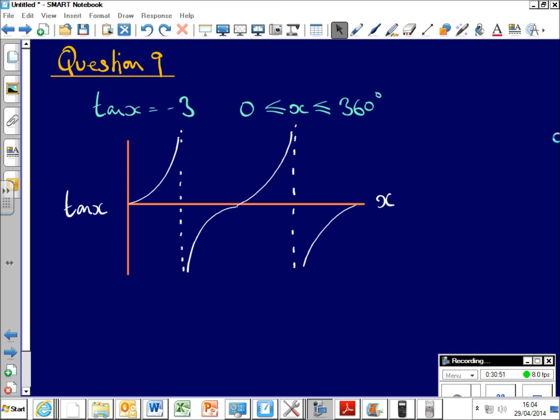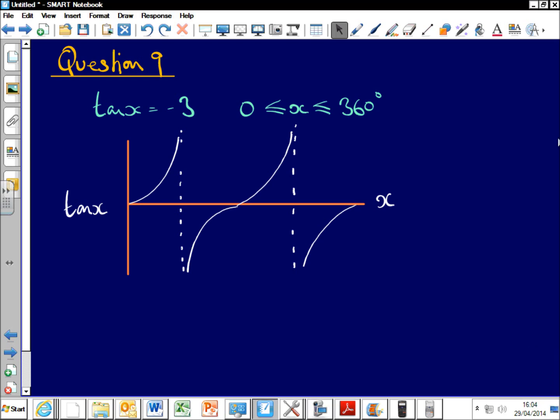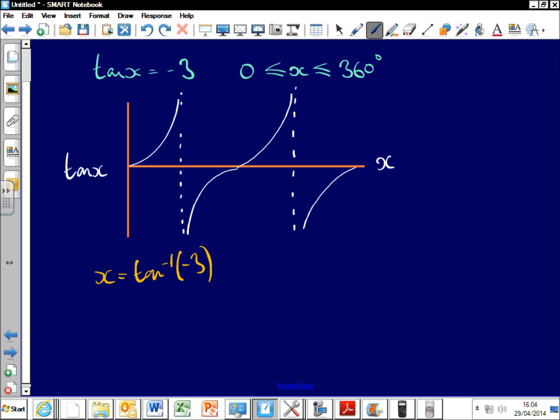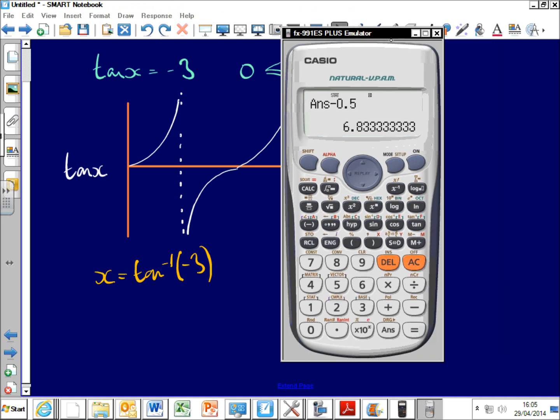This is question 9, and part A is just, can we solve this equation tan x equals negative 3 in the region 0 to 360. So all I'm going to do is just do inverse tan on negative 3, and I'm working in degrees, so I'll just grab my calculator, and it's going to be inverse tan negative 3, and it says minus 71.56. In fact, it says to the nearest degree, so that's minus 72.